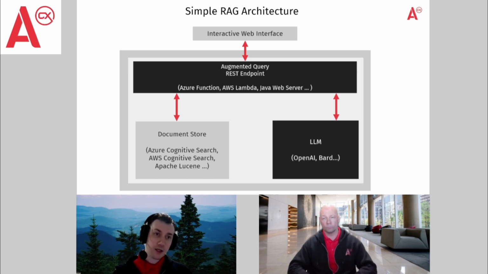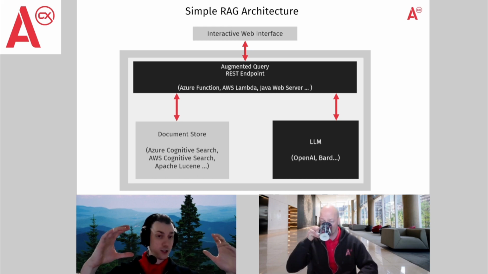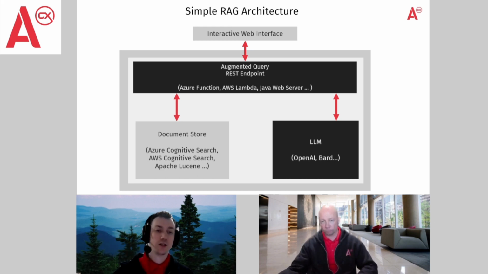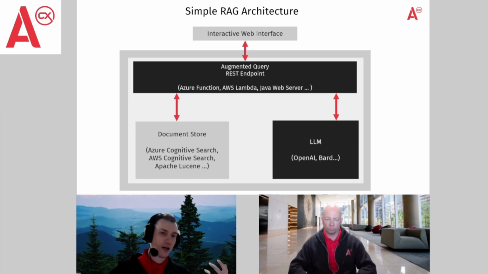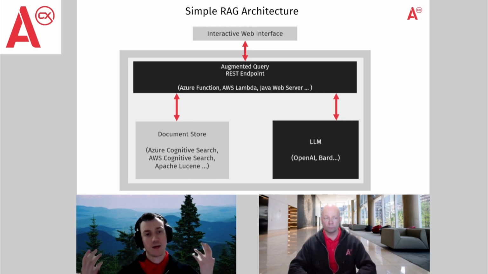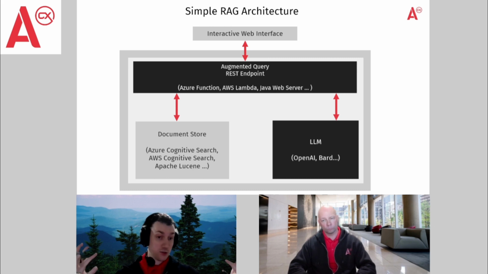So the main component is this REST endpoint that is going to handle augmenting your queries. Rather than hitting the LLM directly, you're going to have a piece of middleware, basically an Azure function, a Lambda, some kind of application that you query. That application is then going to reach out to some kind of data storage or document store. Typically, we see things like Azure Cognitive Search, AWS Cognitive Search, Apache Lucene, or if you have a document store already in place, something like Confluence.